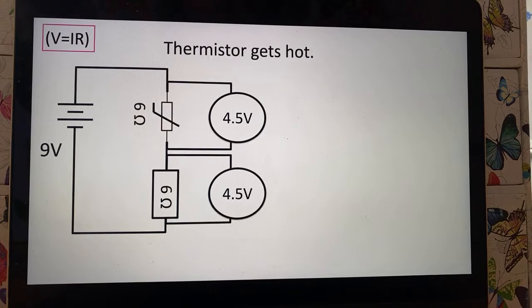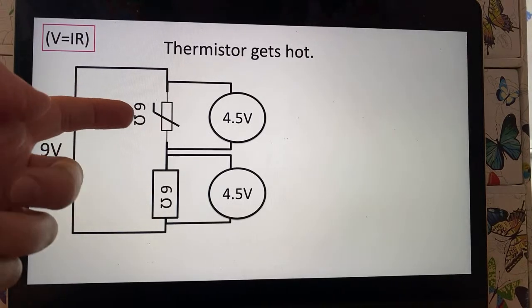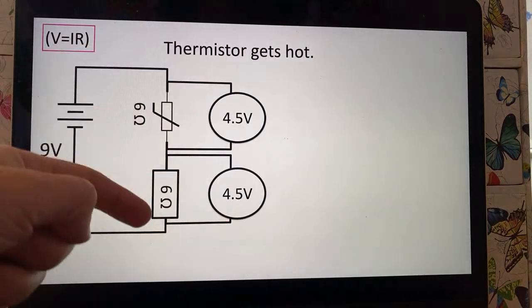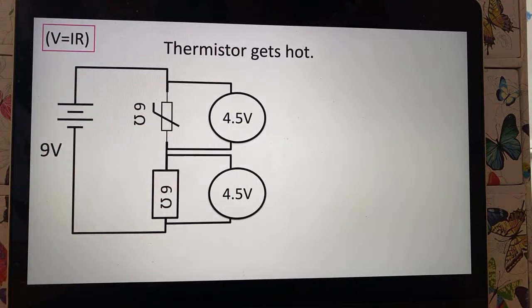Let's carry on. Right. Let's put a thermistor in this circuit instead, okay? Let's start simple and say that, first of all, they've got exactly the same resistance. So they're sharing the voltage equally, okay? They're basically identical as far as the circuit's concerned. The thermistor gets hot. What happens when a thermistor gets hot? You remember? Its resistance.